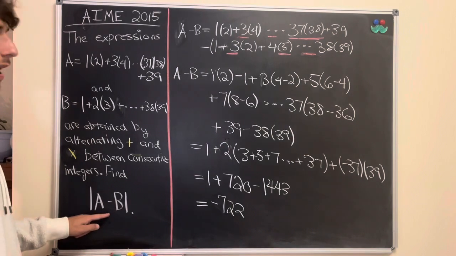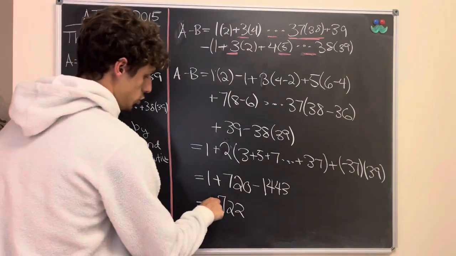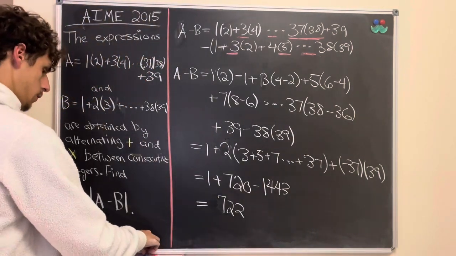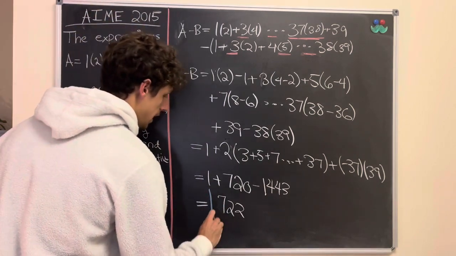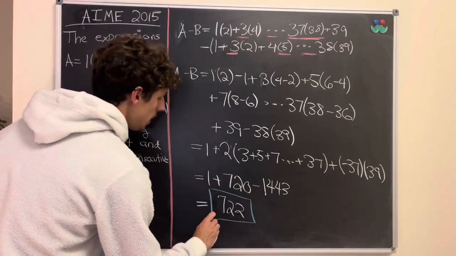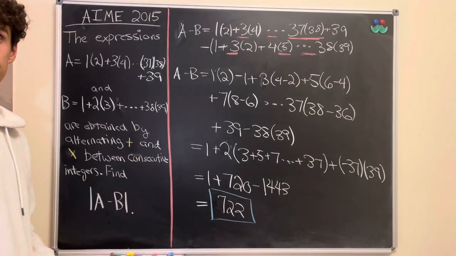But because we want to find the positive difference here, we know that we can just drop this minus sign because we want to take the absolute value. And we know that the positive difference between our list A and our list B is 722. And that's enough for now.